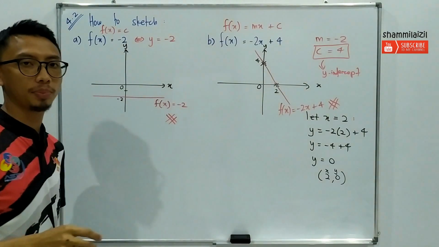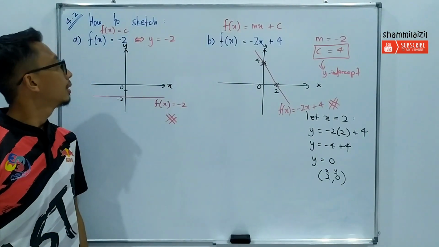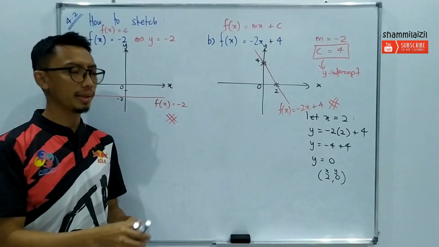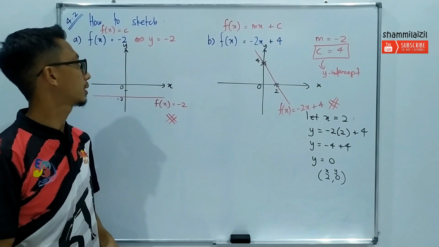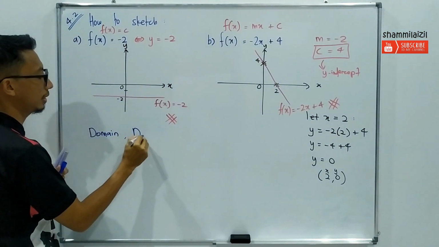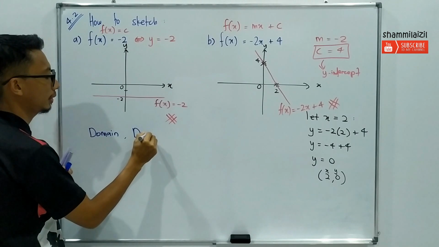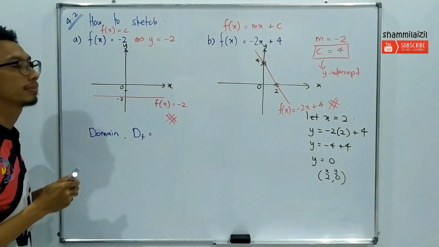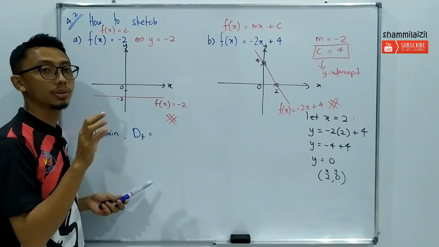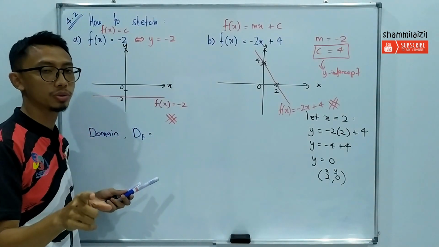Okay guys, in subtopic 4.2 as well, they want you to find the domain and range for the given function. We can denote it as D f. As I told you before, the domain is the possible x values for the graph.